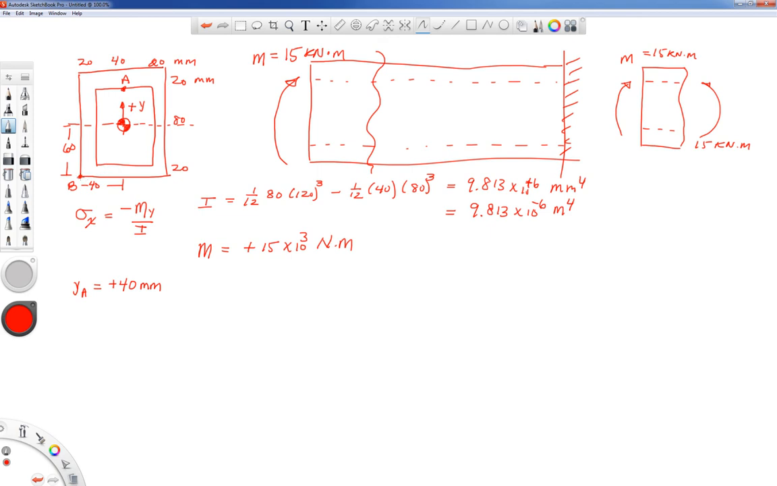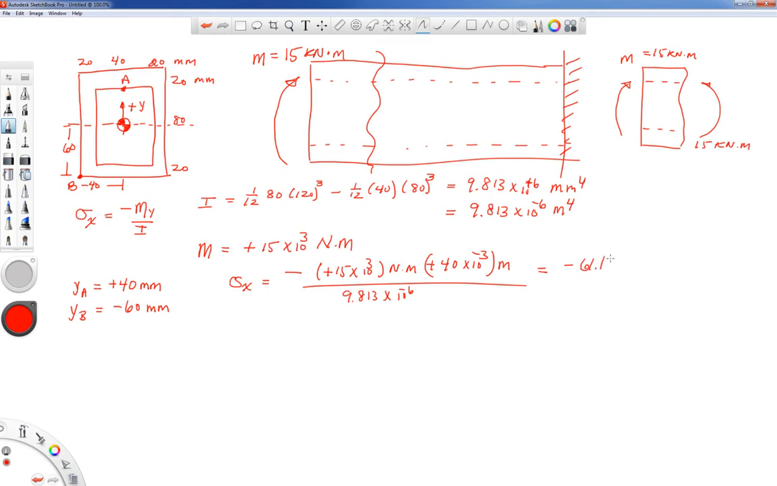Now down on the bottom is point B. Now that goes in the negative direction, and the y distance to point B would be equal to minus 60 millimeters. So now if we wanted to find the bending stress at A, we just use our formula. If we're keeping track of all the signs, we have to include the minus sign in the formula. We'll have a plus 15 times 10 to the 3 newton meters, and a plus 40 times 10 to the minus 3 meters. We're going to divide that by the I, 9.813 times 10 to the minus 6 meters to the fourth power. If you put those numbers into your calculator and do the calculation, we end up with a negative 61.1 megapascals.